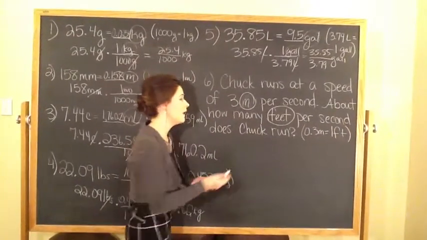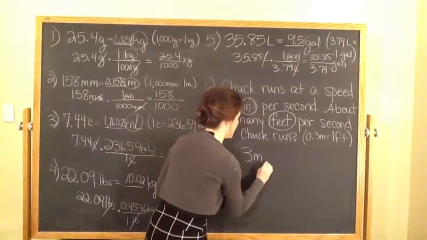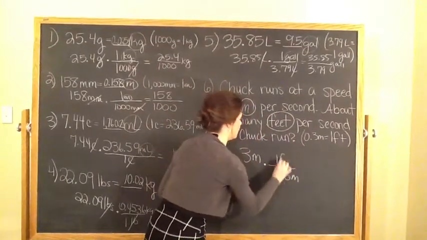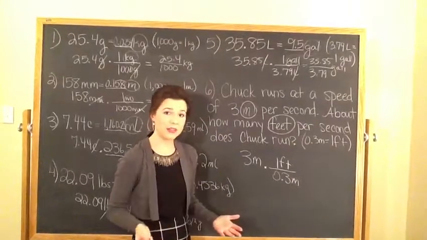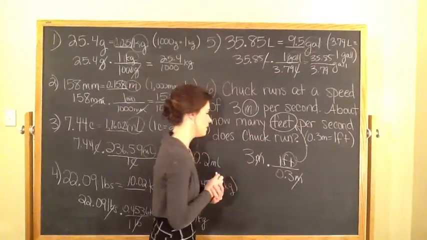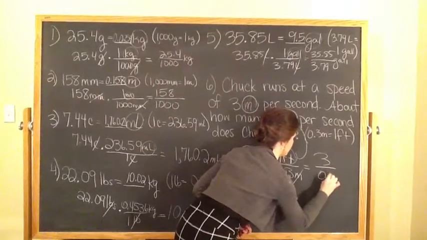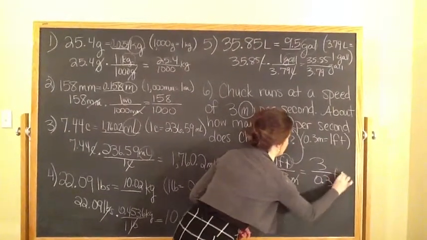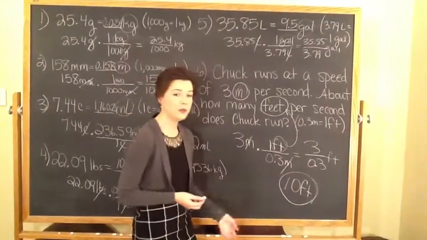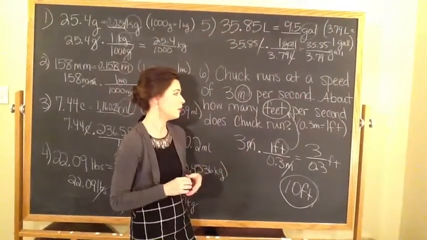So we're going to write our 3 meters, because that's what we're given, and we're going to change it to feet. So we're going to multiply by the ratio 0.3 meters and then 1 foot in the numerator. So how do I know that I set it up correctly? My units will cancel out, and I'll be left with feet, which is what we're solving for. So then you just multiply across. You're going to be left with 3 over 0.3 or 3/10, and it's going to be feet. And then we just need to divide. 3 divided by 0.3 or 3/10, you're going to be left with 10. So that means that he ran 10 feet per second.